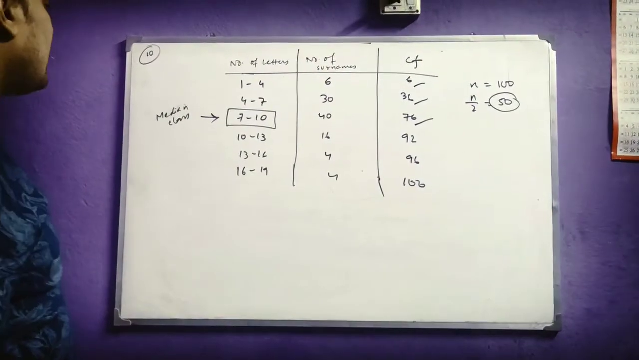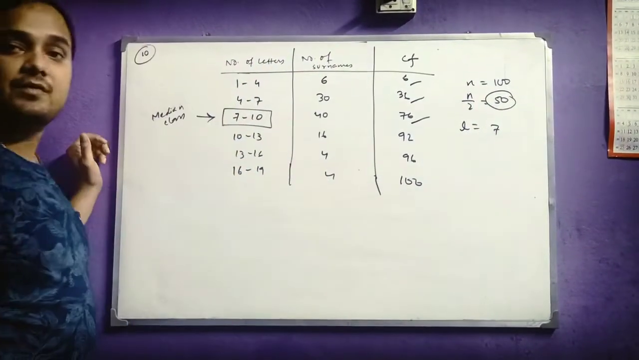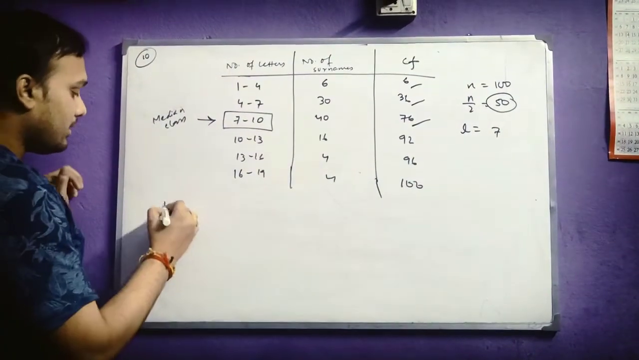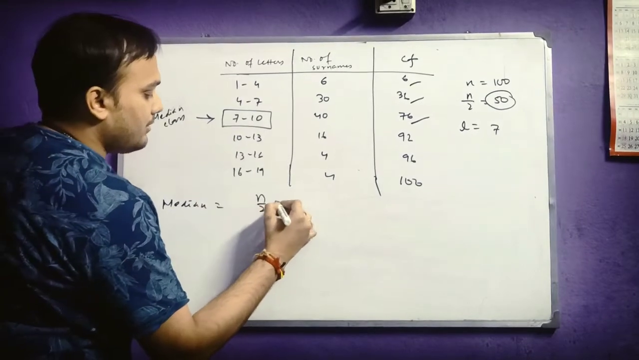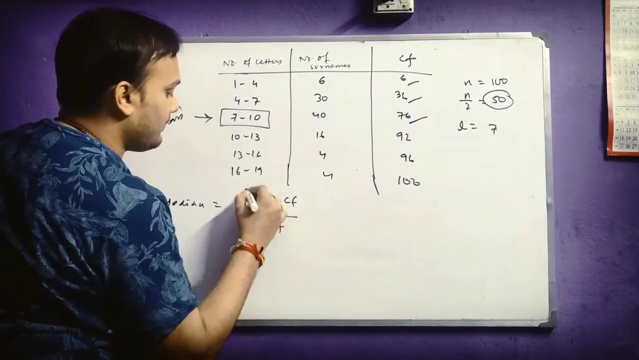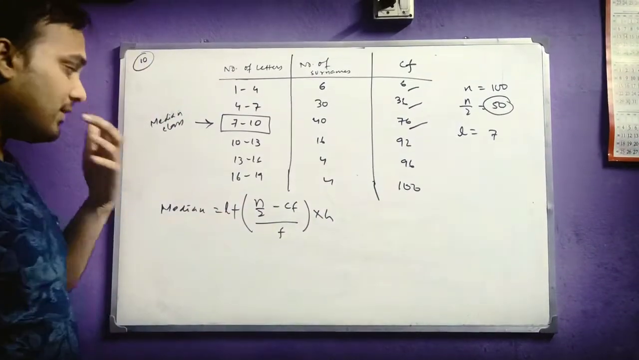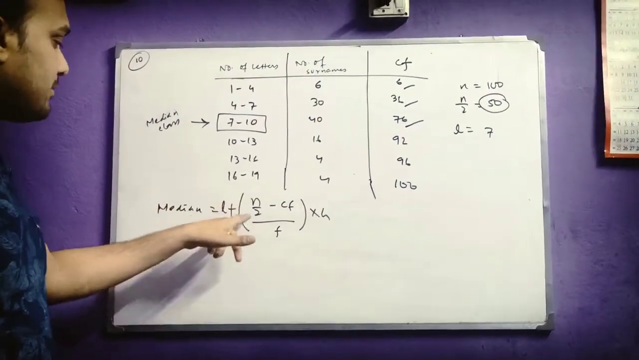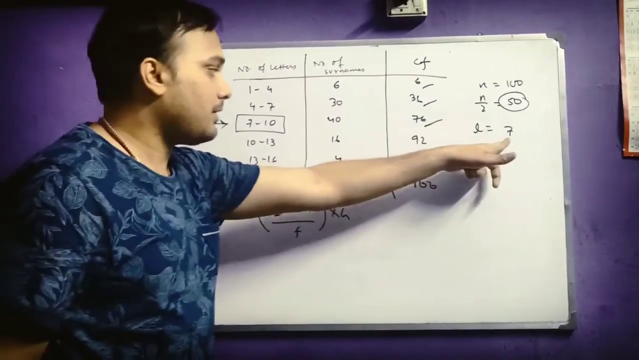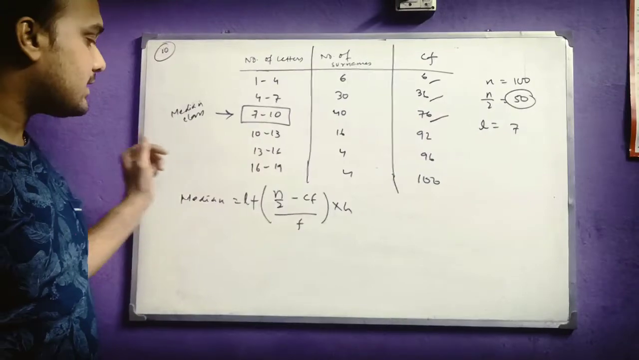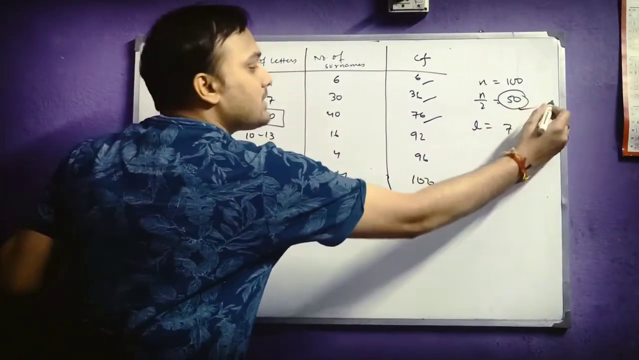Now we got the median class. So what will be L? L is 7, the lower limit of the median class, because you should remember the formula of median: L plus n by 2 minus CF, divided by F, into H. So this is the formula for finding the median, and all these things you require. L is 7, the lower limit of the median class. That's why you have to find the median class first. What is n by 2? n by 2 is 50.